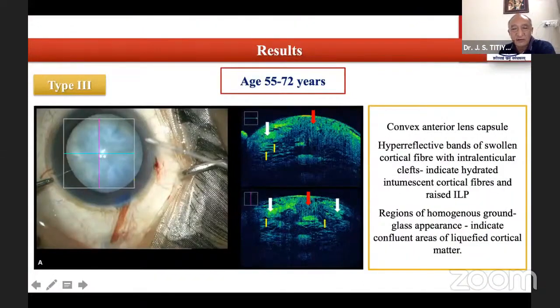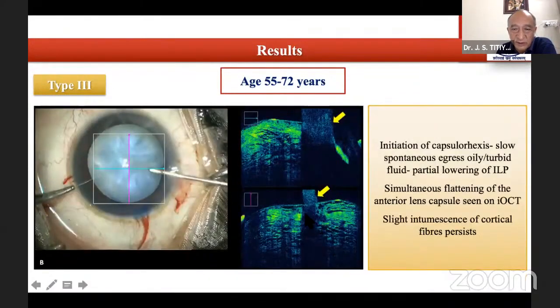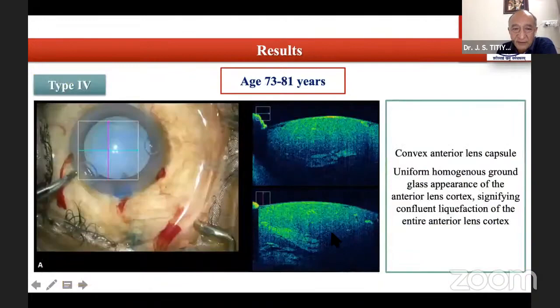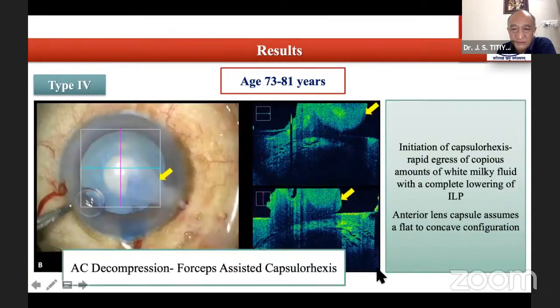Type 3 has a combination. You have hydrated sheets and multiple pockets, but you can see they have already broken the sheet. In these cases, needle aspiration might work, and you can also do a routine surgery in these cases without fearing any difficulties. And type 4 is routine, cases going towards hypermaturity. Entire thing is a fluid which is milky. And if you puncture, the milk comes out and your pressure goes down and surgery becomes very simple in these cases.